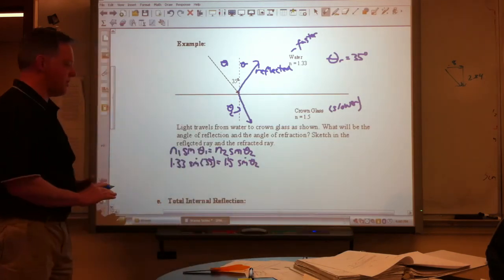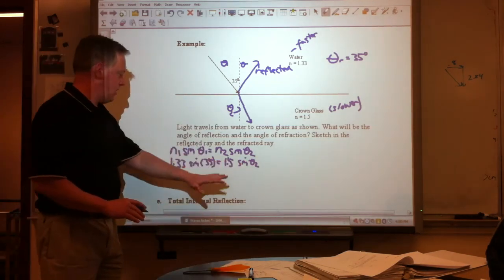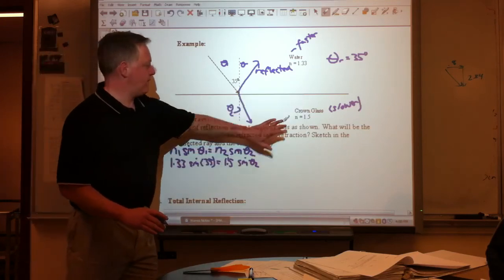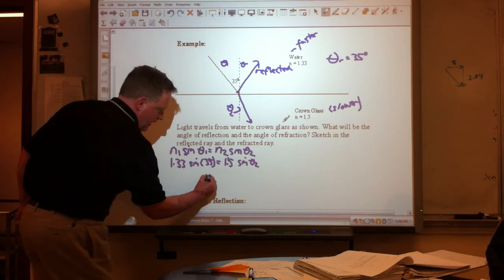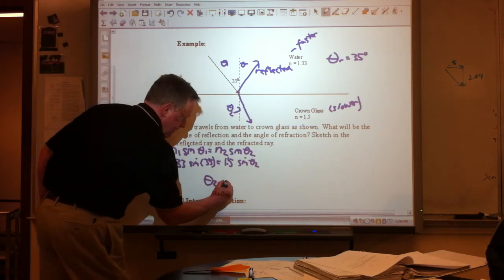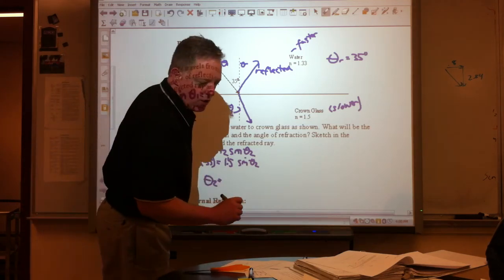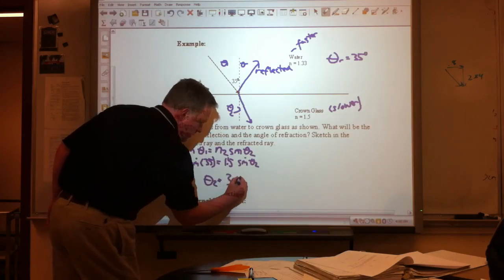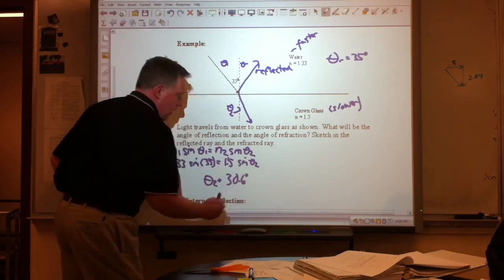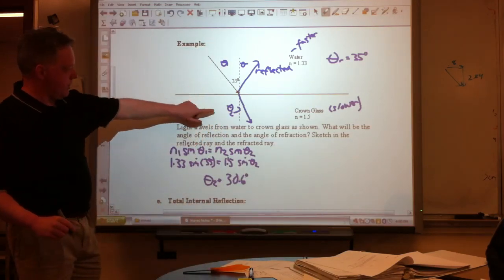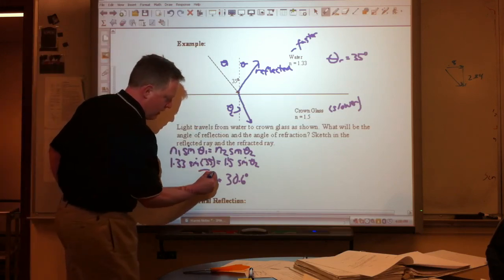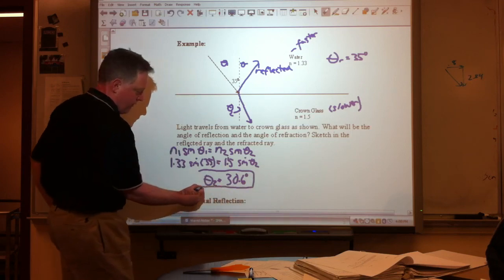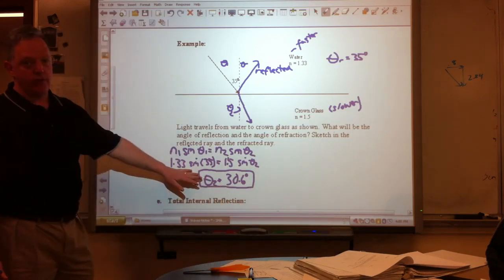And now it becomes simple to solve for theta 2. I would divide by the 1.5 and then take inverse sine. When I do that, I end up with theta 2 is 30.6 degrees. Now we predicted up here, because it's a slower material, theta 2 is going to be less than theta 1, and mathematically it turned out to be less, because theta 1 was 35, theta 2 is only 30.6.